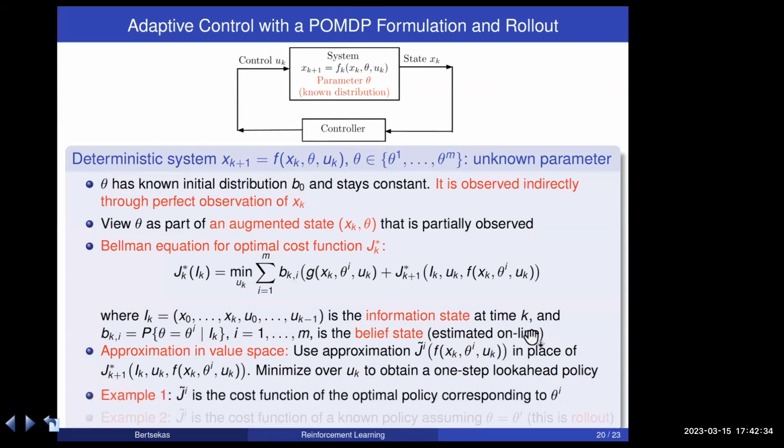Now, there are some examples of J tildes here. One possibility is to select J tilde i to be the cost function of the optimal policy corresponding to theta i. Suppose we were clairvoyant and we knew the value of theta. Then we could design an optimal policy based on the known perfect state information problem. Suppose that we were able to obtain this optimal policy and its cost function. Then we could use this in place of that over here.